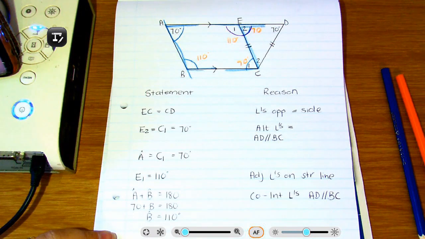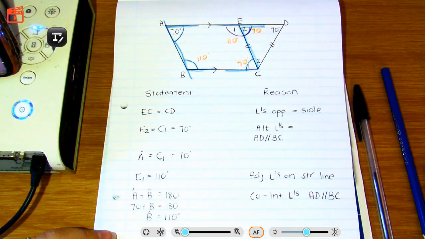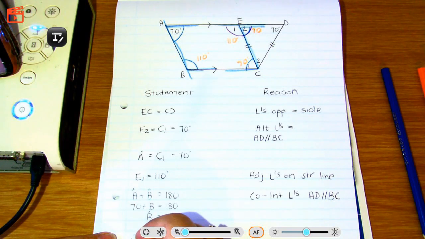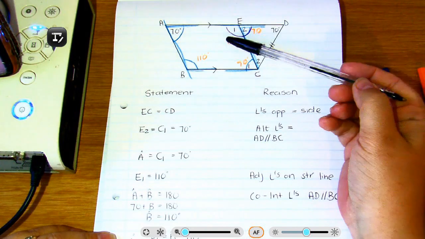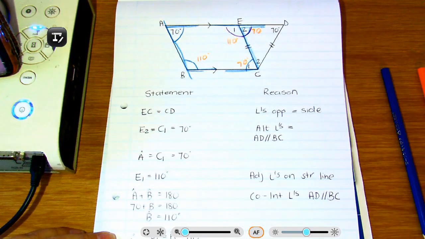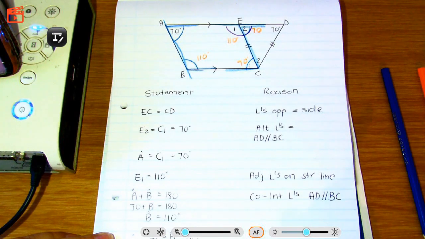So we've worked out that angle B is equal to 110 degrees, and what you should see is that E1 and B are equal to each other. So we can say, therefore, angle E1 is equal to angle B, which is equal to 110 degrees. And now we've proven that both pairs of opposite angles are equal. So therefore, ABCE is a parallelogram, and our reason would be opposite angles are equal.